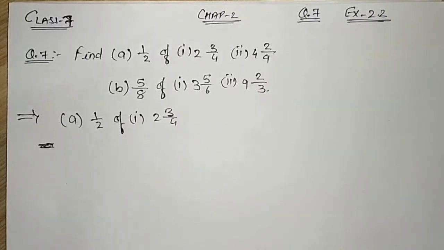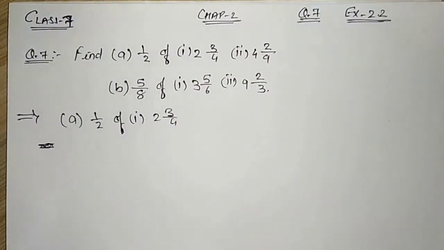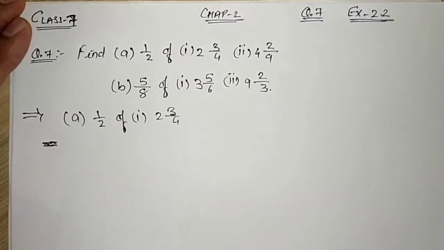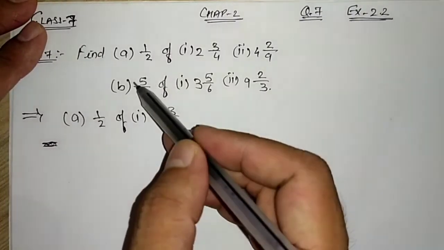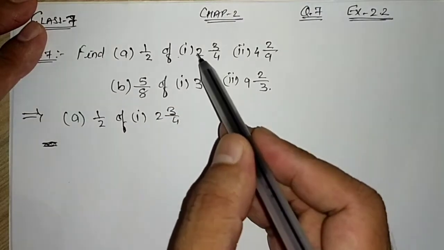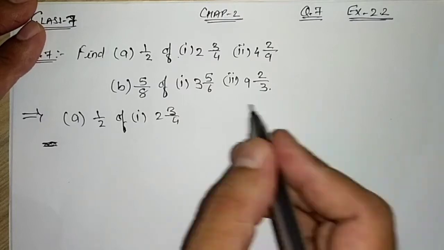It is the same way we have solved question number 5. But in that question, the numbers were proper fractions or whole numbers. Here it is a mixed fraction. So let us start. It has two parts. We have to find half of 2 integer 3 by 4 and half of 4 integer 2 by 9.